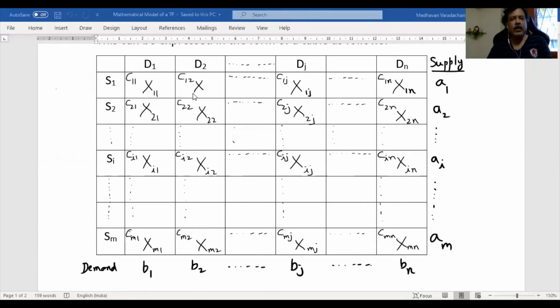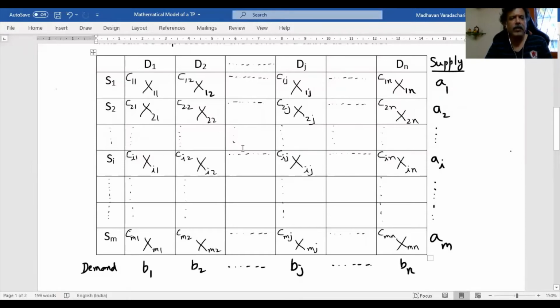And then whatever we mention here, those are the allocations. In the sense, here I didn't mention it, so it should be X suffix 1, 2. I think the rest of the things I had mentioned already. So this X basically denotes your allocation. How much is the quantity being allocated?